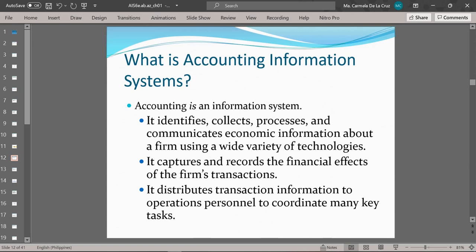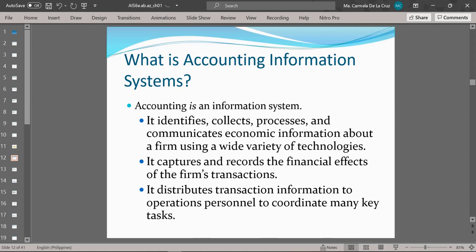So from the title of the course, accounting information system, kumbaga, dinadissect natin yung definition ng bawat word dun sa course natin na accounting information system. Well, I just realized this as this discussion progresses, to be honest. Okay, so proceed na ako, accounting is an information system.